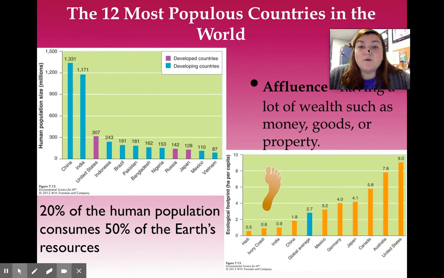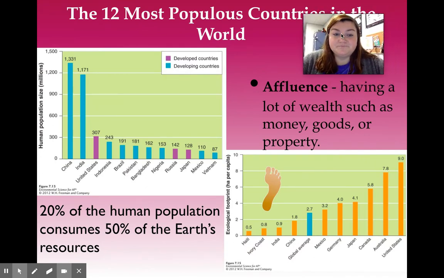So the top 12 most populous countries in the world: China is number 1, but like we just said in that previous slide, India is coming up close behind them. And this is in the millions over here on the side. So the U.S., as of the publication of this graphic in 2012, I'm sure it's much higher now, is at 307 million people. So those first 2 countries have more than the next 10 combined, really.